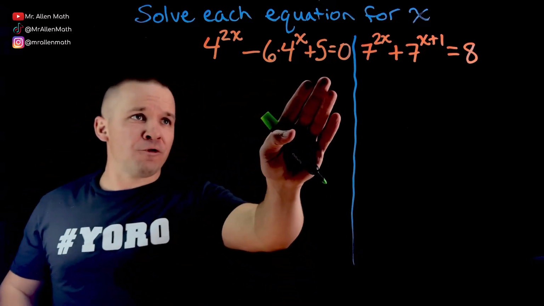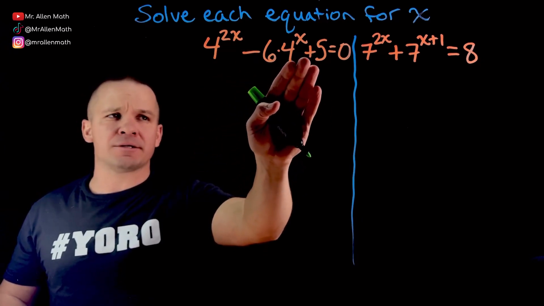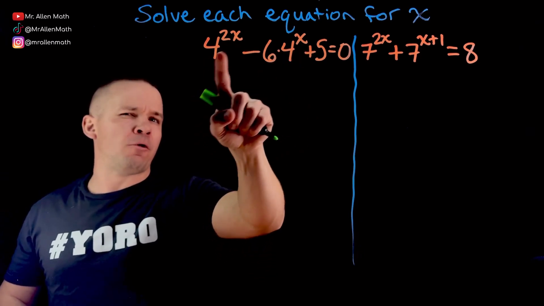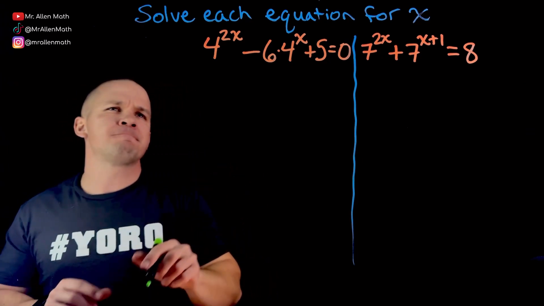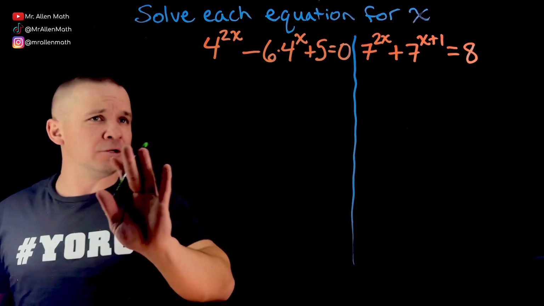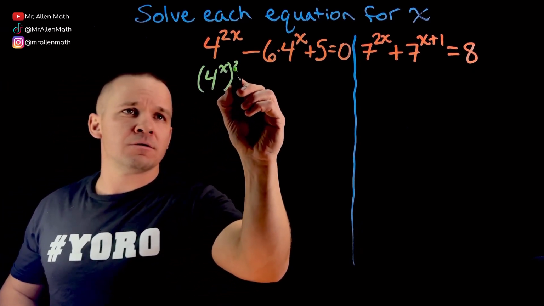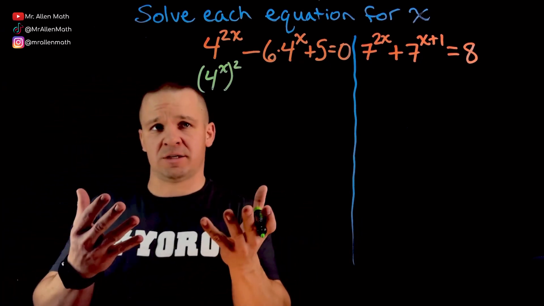So, first one here. We got 4 to the 2x minus 6 times 4 to the x plus 5 equals 0. I see this 4 to the x and kind of a 4 to the x right here, but not really. Okay, so maybe there's something with that. Could I rewrite this 4 to the 2x as 4 to the x squared? And would this be mathematically legal? You tell me, okay? I didn't hear anybody say no. So I'm going to say that this is okay, all right?